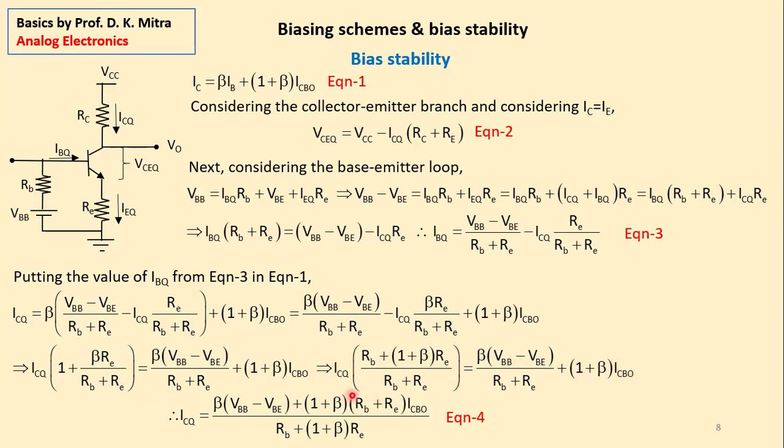So ICQ is equal to this factor, beta VBB minus VBE divided by RB plus RE, and the whole thing is multiplied here, and this becomes my equation 4, right?